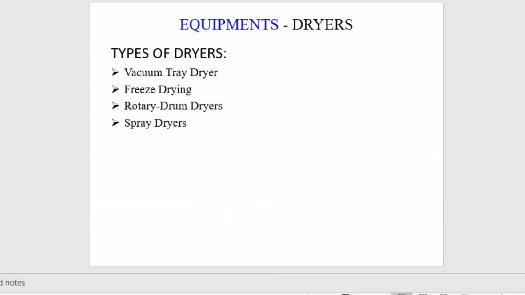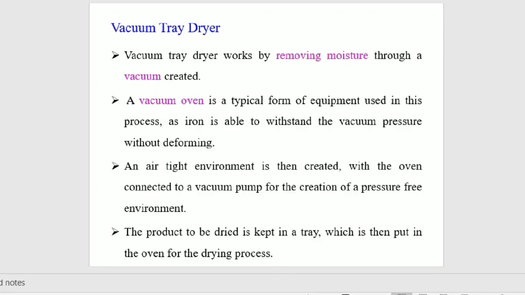Now, equipment used for drying. Dryer is the equipment used for drying process in industry. There are different types of dryers used for drying process. It includes vacuum tray dryer, freeze dryer, rotary drum dryers and spray dryers. Among these, freeze drying is the most common dryer used for drying process in industry.